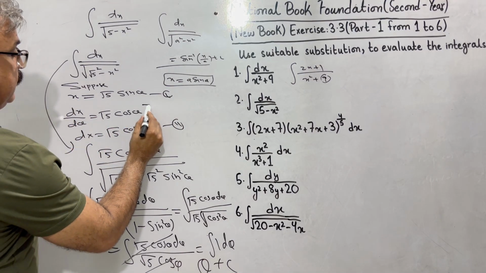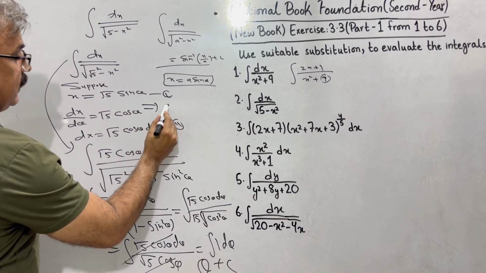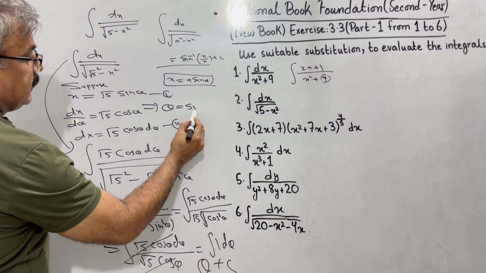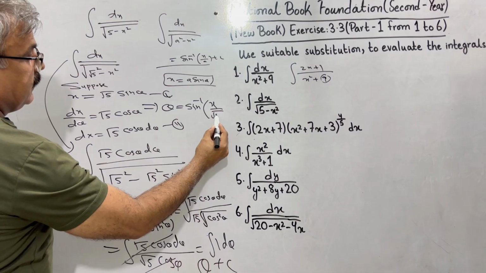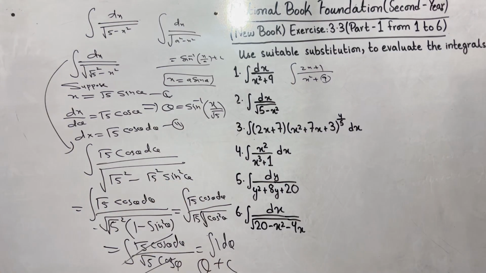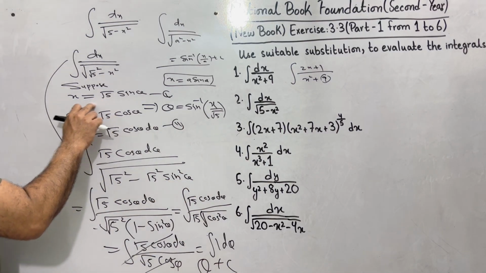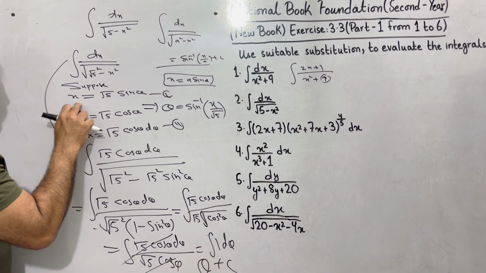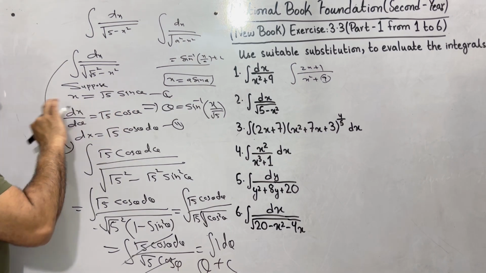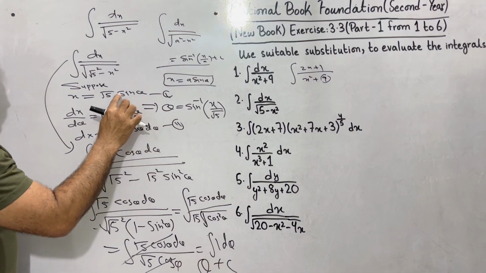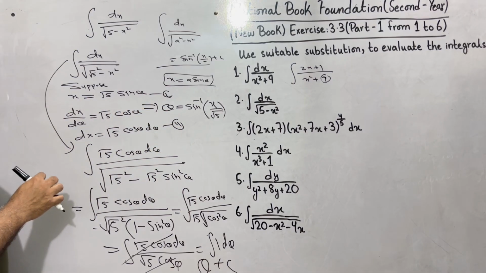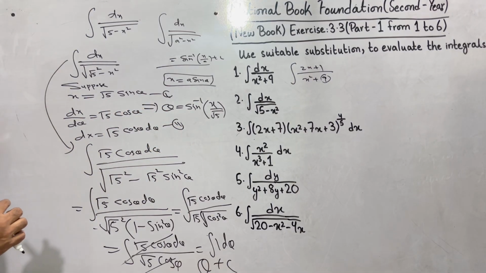Theta is going to be sine inverse of x over root 5. Look, shift root 5 here, x over root 5. To get rid of sine, introducing sine inverse on both sides, eventually we are left with theta equal to sine inverse of x over root 5.